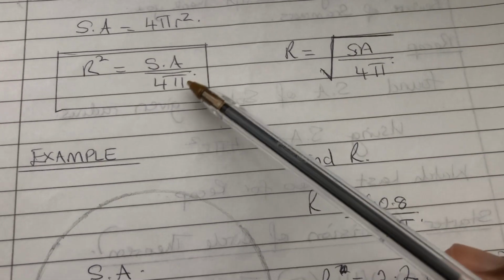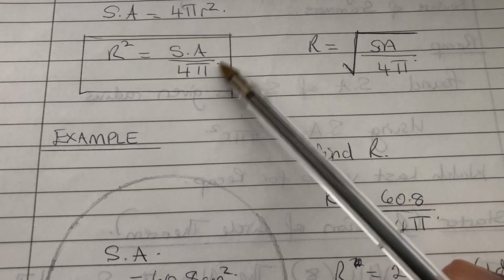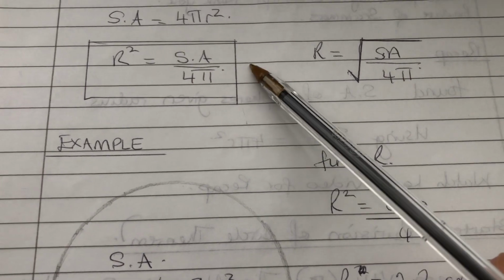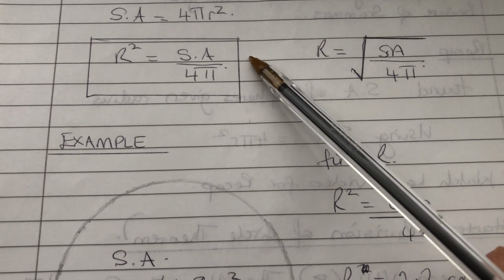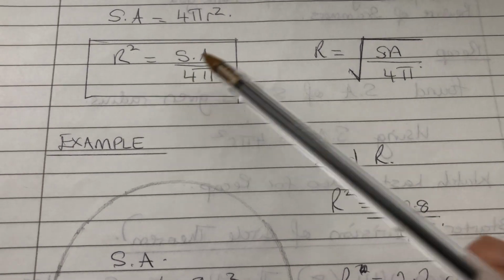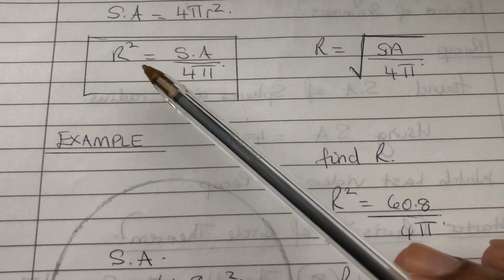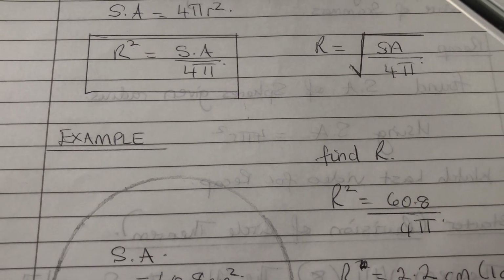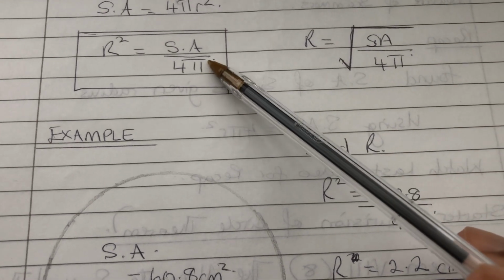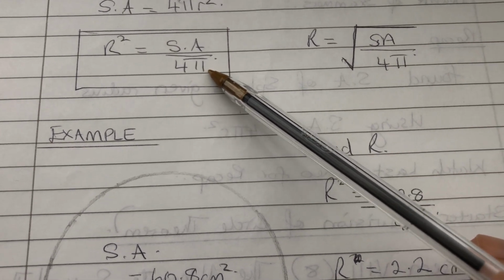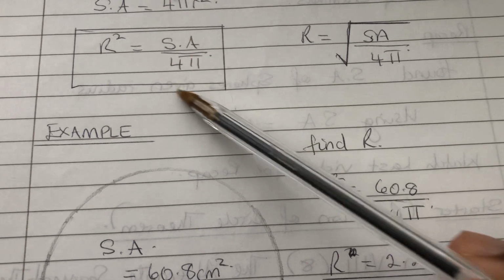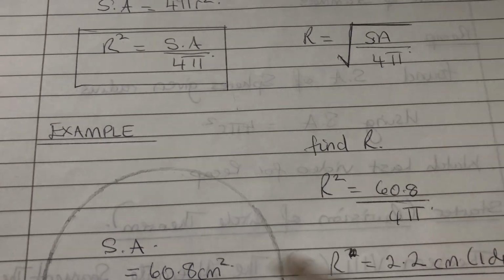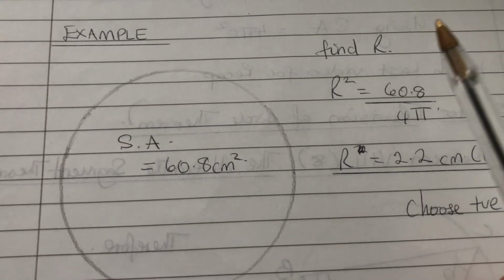If you get surface area divided by 4 pi and you get an answer like 16, it will be a non-calculator paper because you know r squared equals 16 means r is 4. If they ask you to leave your answer in pi, maybe the figures are easy to work with. So let's look at the examples I have for you today.